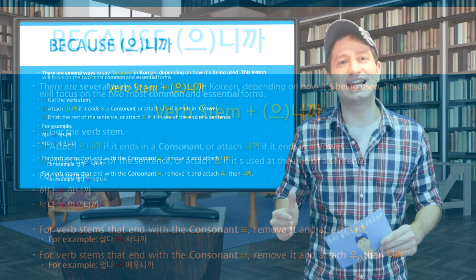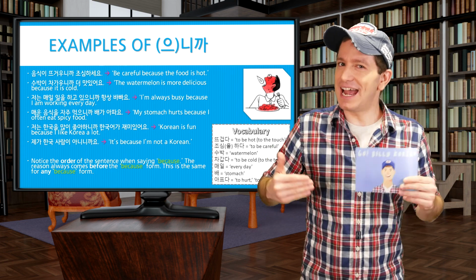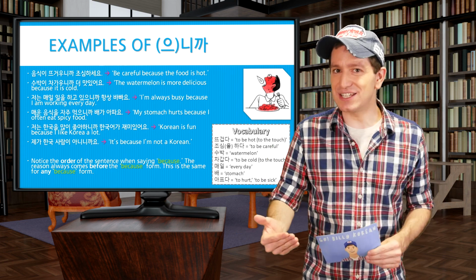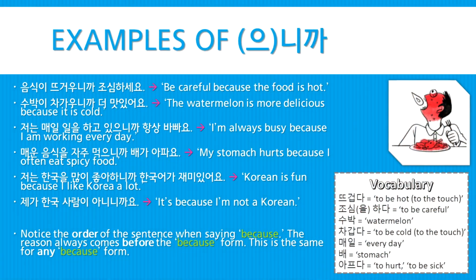Now let's go right in and take a look at several examples using this form 니까, and then next we're going to contrast it to the second form we're going to be learning about. So here are some examples. 음식이 뜨거우니까 조심하세요. Be careful because the food is hot. 수박이 차가우니까 더 맛있어요. The watermelon is more delicious because it is cold.